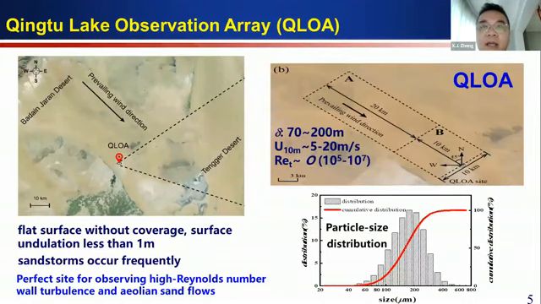QLOA. QLOA is located on the dry lake bed of Qingtu Lake in northwest China, and the surface is flat without vegetation coverage. The surface layer thickness is about 70 to 200 meters, and the frictional Reynolds number is 10 to the power of 5 to 7. Sandstorms frequently occur there, so it is a natural site for observing high Reynolds number wall turbulence and particle-laden flows in the ASL.